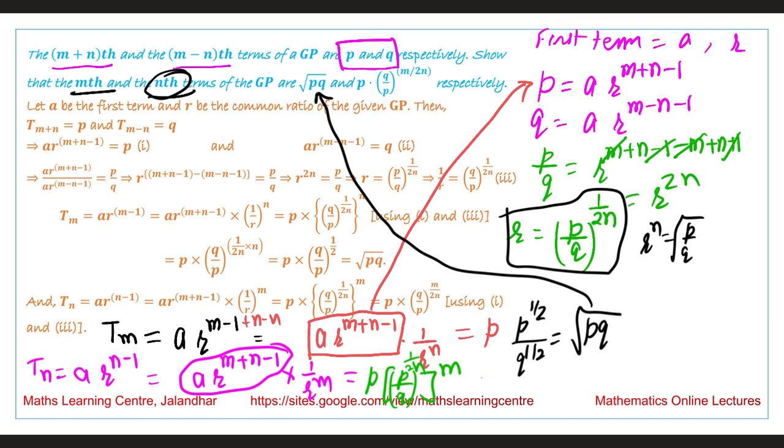So on solving this, we will obtain the final answer in this case, which is equal to P into Q by P raised to the power m by 2n, and this is the answer that we have to prove.